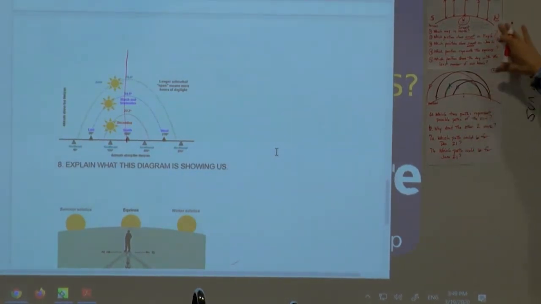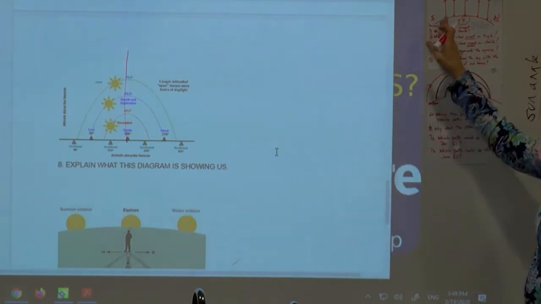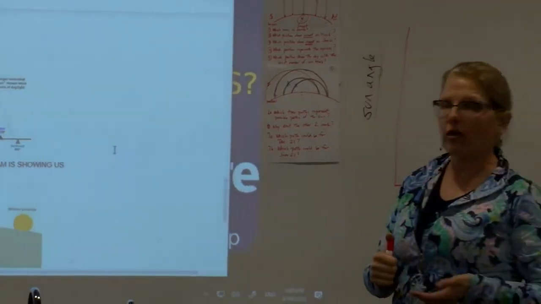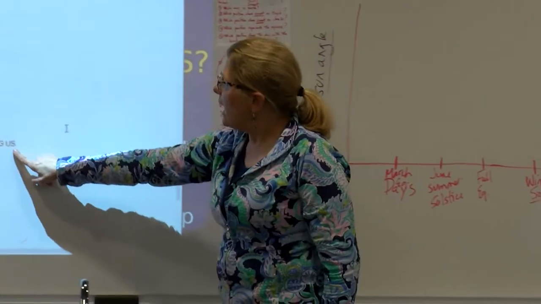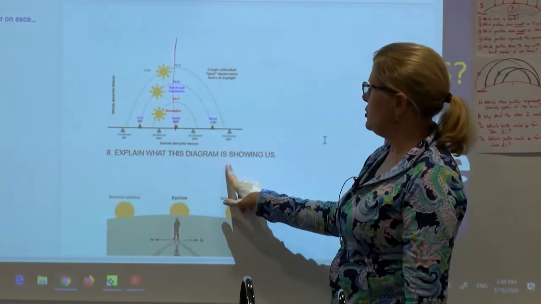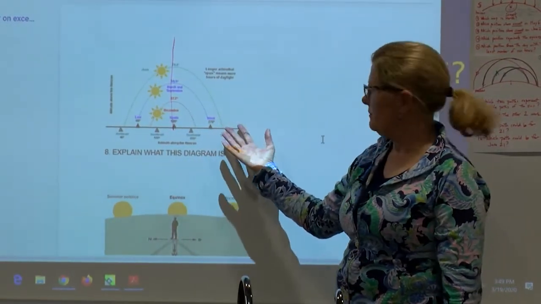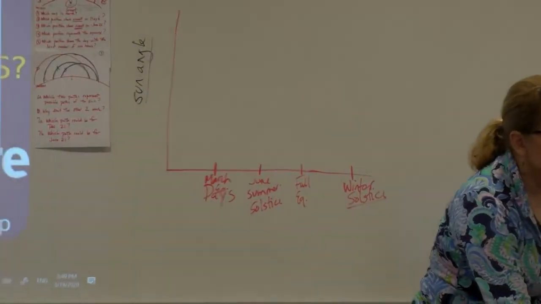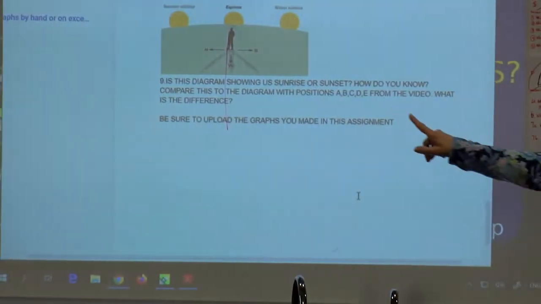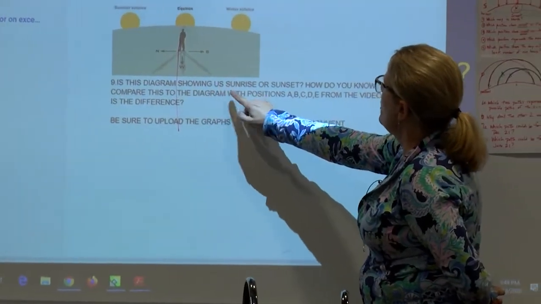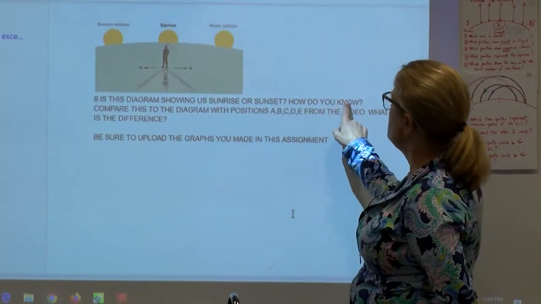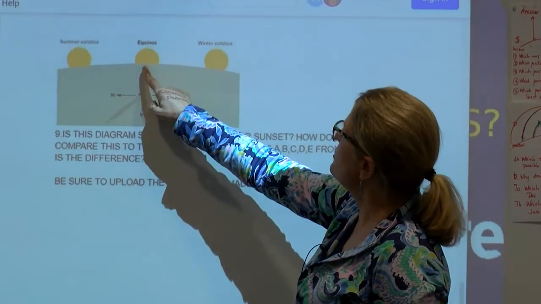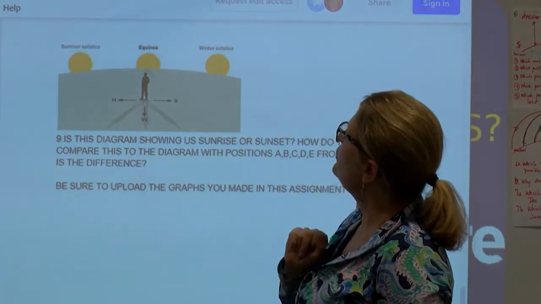So these are your questions that you're going to be doing, 1 through 7. This is why the assignment's worth 41 points. There's a lot of components. 8 says explain what this diagram is showing us. You just need a sentence, okay? And number 9, looking at this, is this diagram showing us sunrise or sunset? How do you know? Okay. Is it showing us sunrise or sunset? And how do you know?